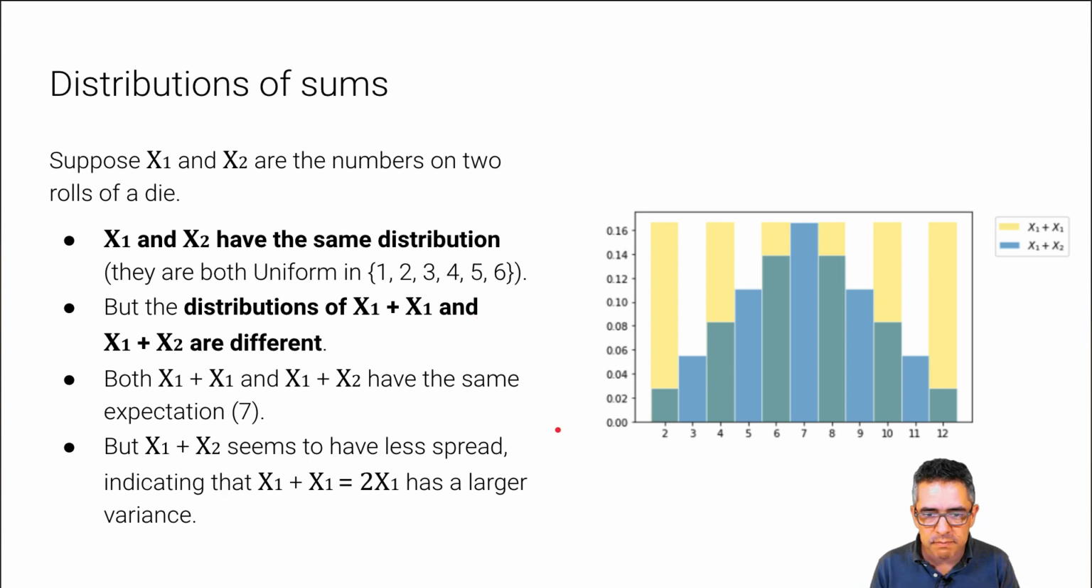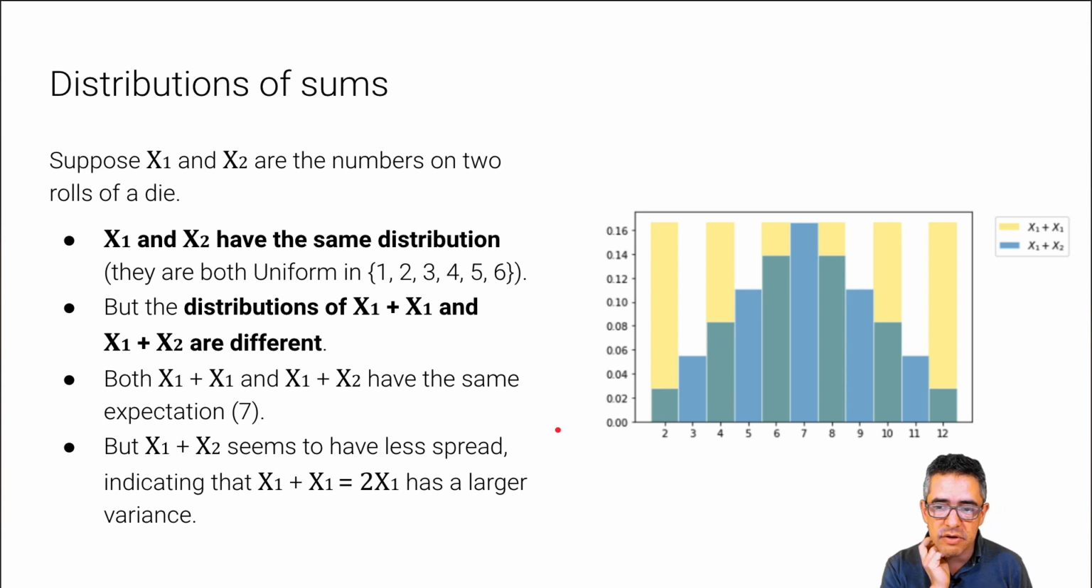So first, let's get a little bit of intuition on the matter by looking at a really simple case, a uniform distribution over a few values. In this case, let's think of a die. If we have two random variables, x1 and x2, which are the numbers on two rolls of an unloaded die, then they obviously have the same distribution, but the distributions of either x1 plus x1 or x1 plus x2 are different, and here we have visualized them in this plot.